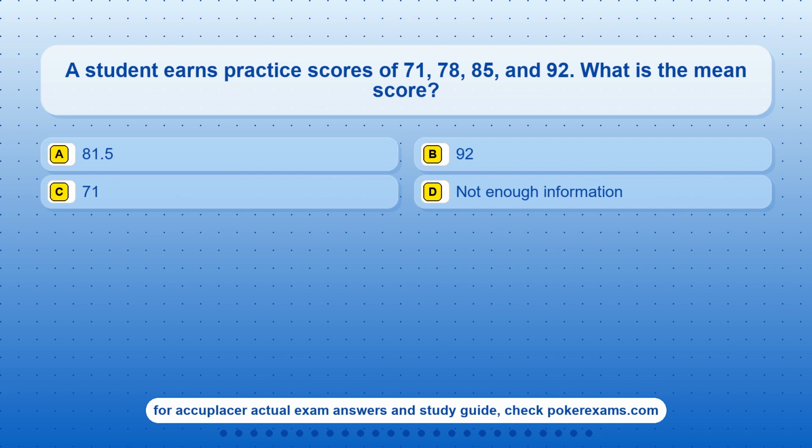Question 1. A student earns practice scores of 71, 78, 85, and 92. What is the mean score? Option A, 81.5. Option B, 92. Option C, 71. Option D, not enough information.